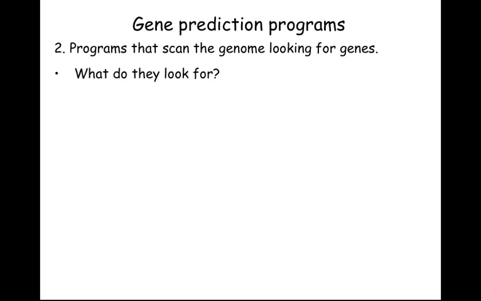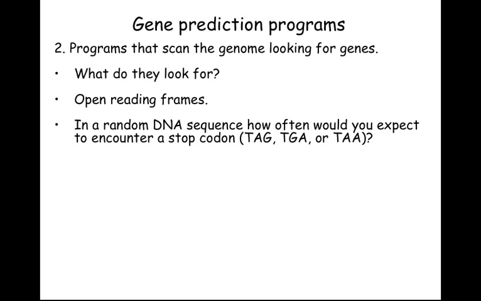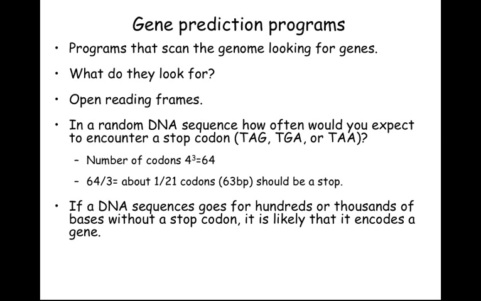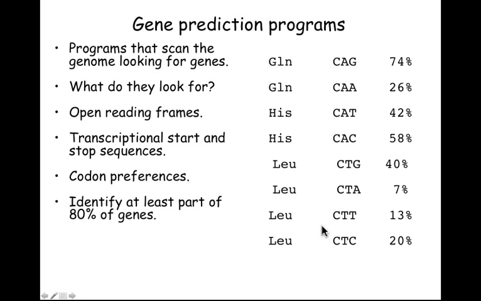For the next part of this lecture, we talked about gene prediction programs and what they look for. They look for things like open reading frames. Stop codons should come up fairly frequently if it's not a real open reading frame. If you get DNA sequences that go on for many, many bases without a stop codon, then it's a good indication that this is a gene.